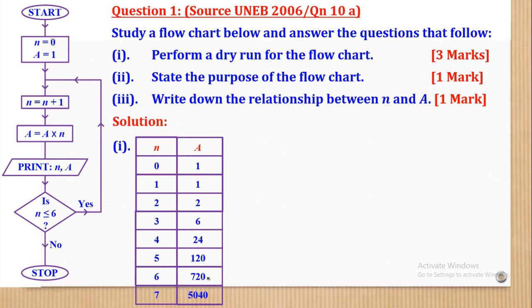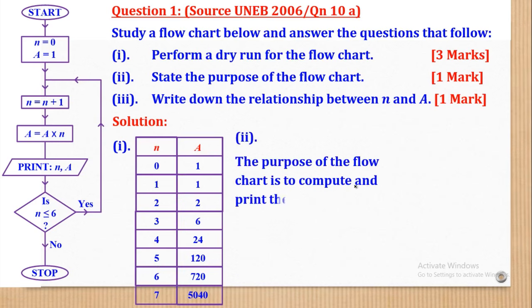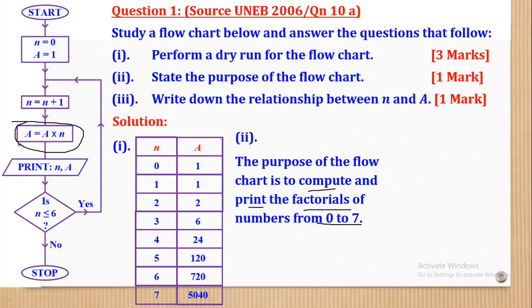For example, 0 factorial is 1, 1 factorial is 1, 2 factorial is 2, 3 factorial is 6, 4 factorial is 24, 5 factorial is 120, 6 factorial is 720, and 7 factorial is 5040. So therefore, I'll come here and say that the purpose of the flowchart is to compute and print the factorials of numbers from 0 to 7. So you computing is this one, and printing is this. So you compute and print the factorials of numbers from 0 to 7.